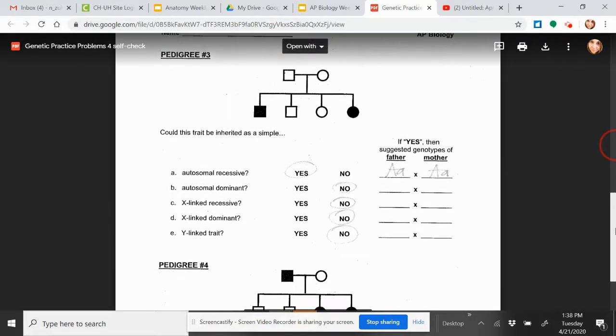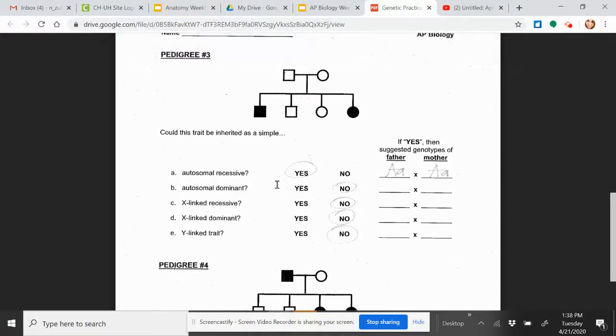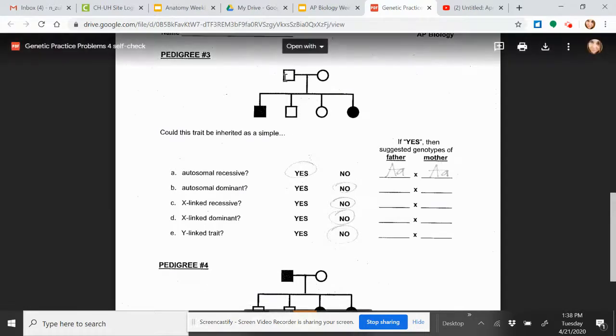All right, our third pedigree. We have a male and a female that are not colored in. We have a male and a female that are, and 2 more that are not. Could this be recessive? Absolutely, it has to be. It has skipped a generation.